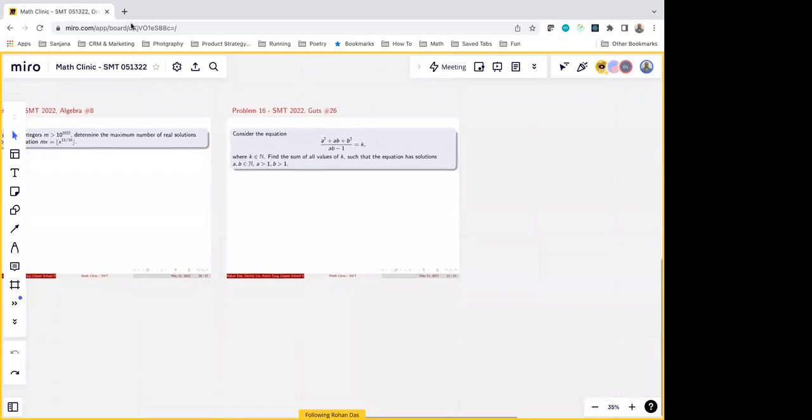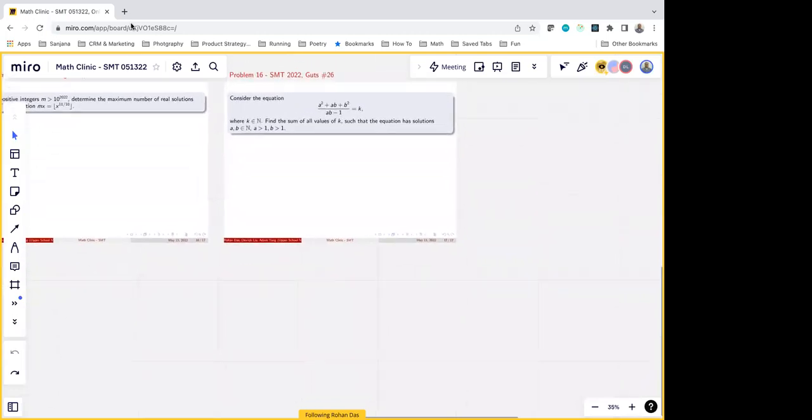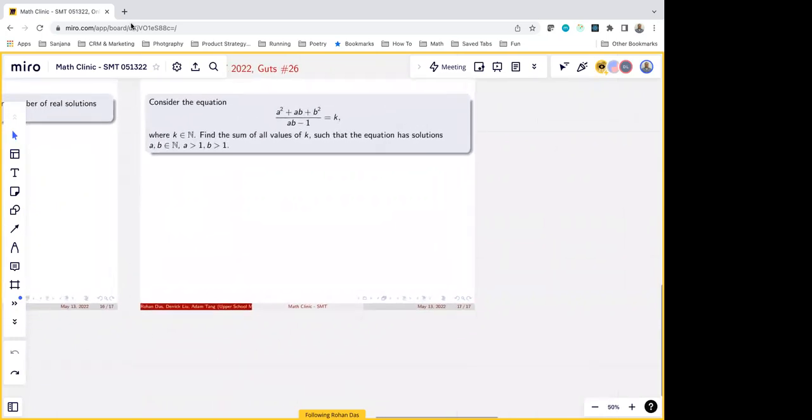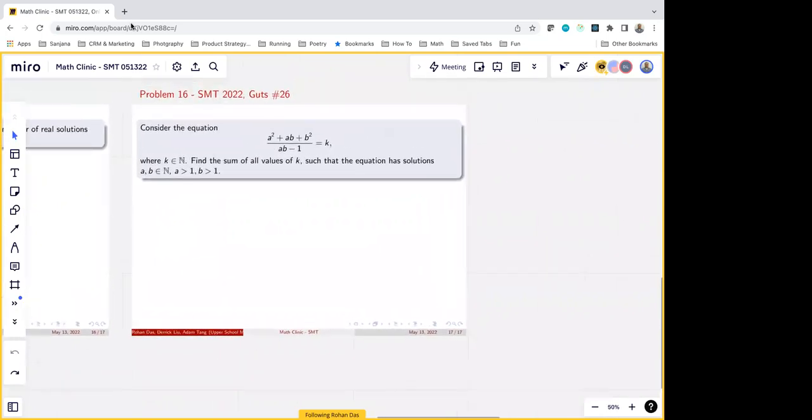Okay, so this is one of the last problems on the guts round, and it was one of the hardest problems as well. So you have this equation for k, and you want to find all possible values of k. So first we can try to rearrange this equation by multiplying both sides by ab minus 1.